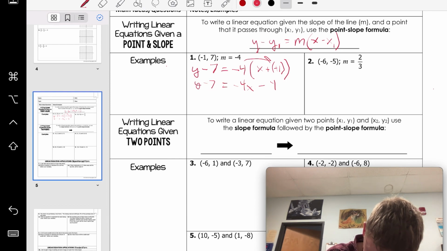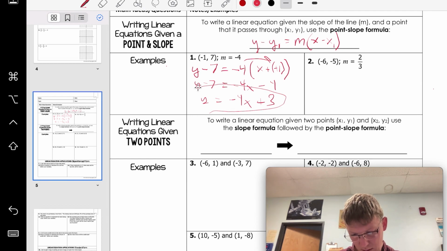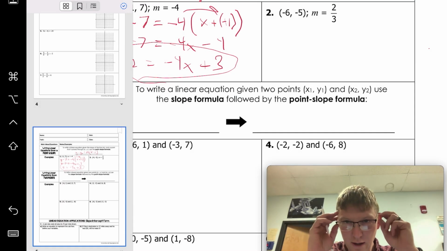Y minus 7 equals that, so we're going to add 7 to both sides. Then we're going to have y equals -4x plus, what is 7 minus 4? 3. Now, of course, my handwriting is terrible, but y equals -4x plus 3. There's your answer.